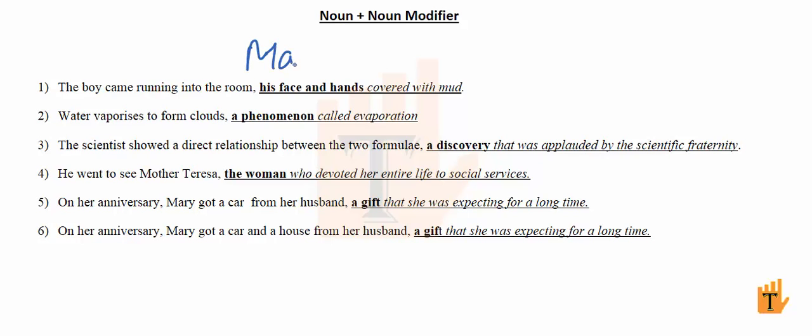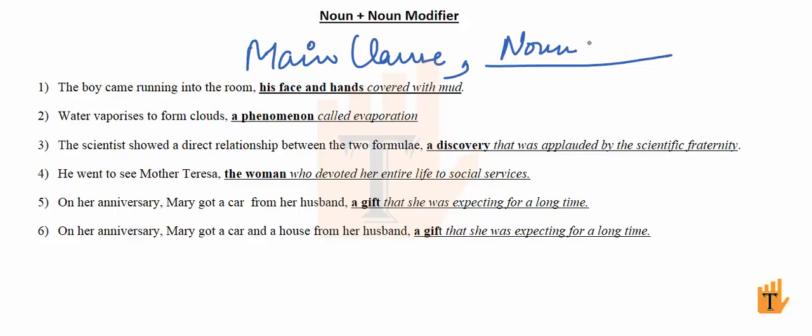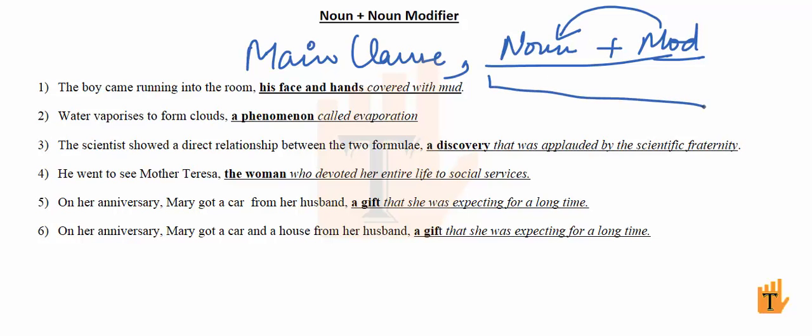You will find the main clause, and then you'll find a comma, and then you will find a noun, and then you'll find a modifier, and this modifier modifies this noun, and this entire thing acts as another modifier which modifies either one particular noun in this main clause or the entire clause itself. So that's why the name is noun plus noun modifier: it acts as a modifier for some other noun or for the entire clause. So let's see some examples and it will make it more clear.